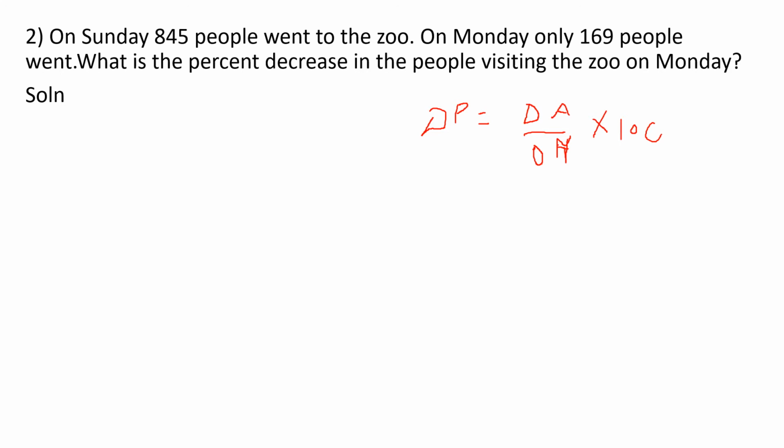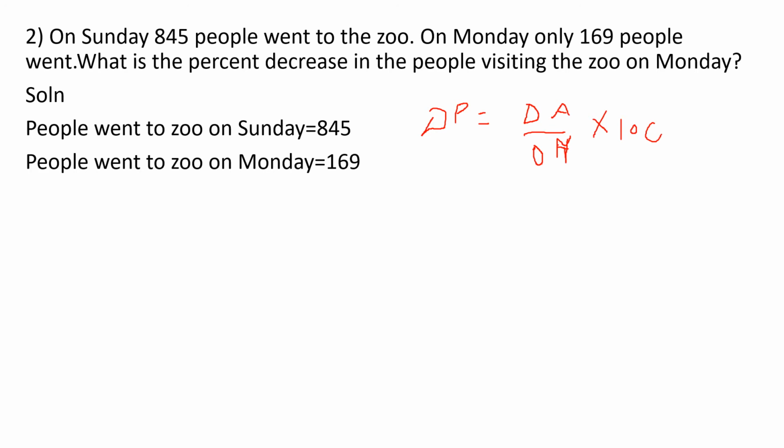So what are the things given in the question? On Sunday, 845 people went to zoo. So what you are going to write? You are going to write given. You can write solution and you can write the given items. People went to zoo on Sunday equal to 845. Next, what you will write? People went to zoo on Monday is 116.